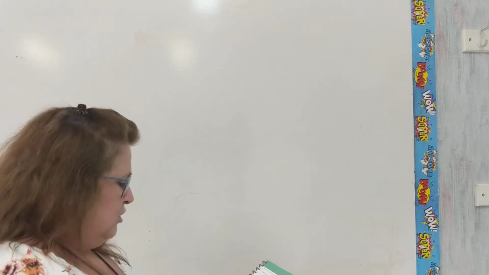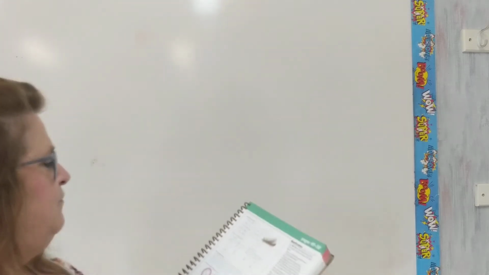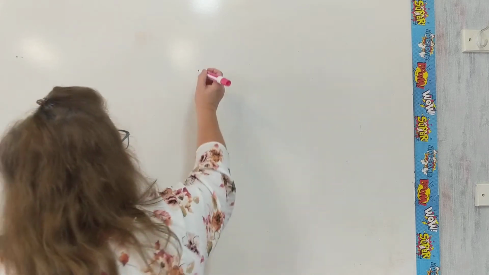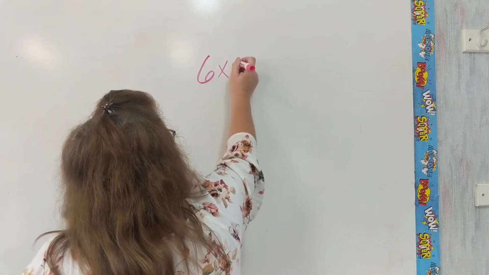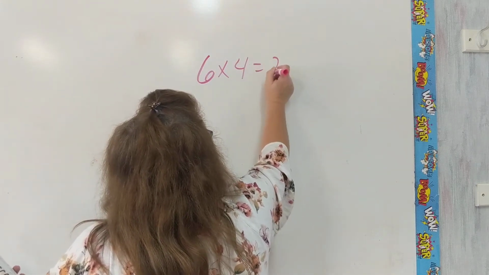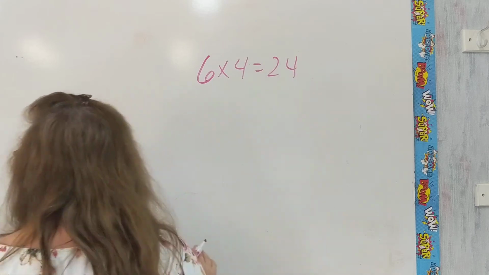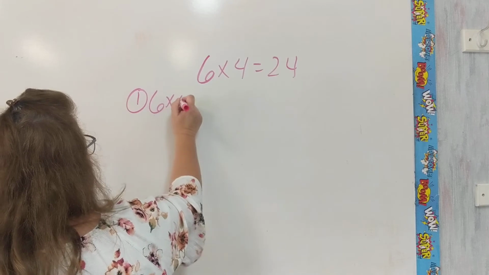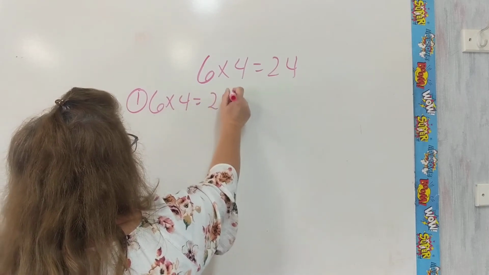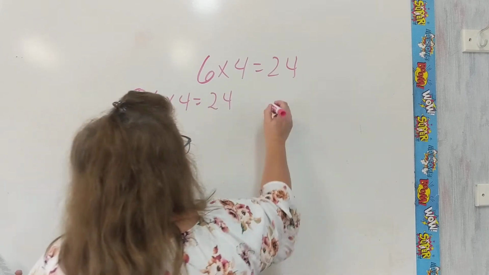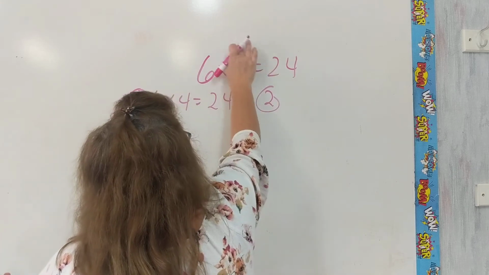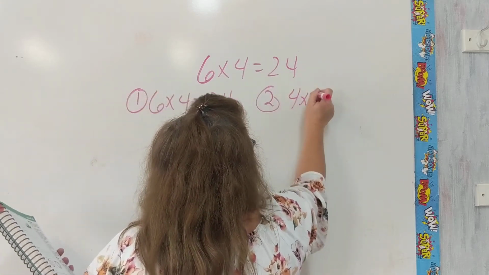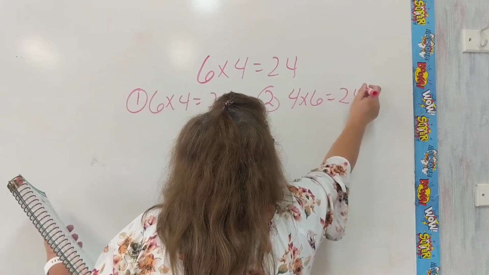All right, look at section 5. Show each fact 4 ways. I'm just going to do one of these with you. We've been doing these for a few days. 6 facts, 4 ways. 6 times 4 equals 24. One way that we can write it is 6 times 4 equals 24. Another way we can write it is just change the order of our factors. 4 times 6 equals 24.